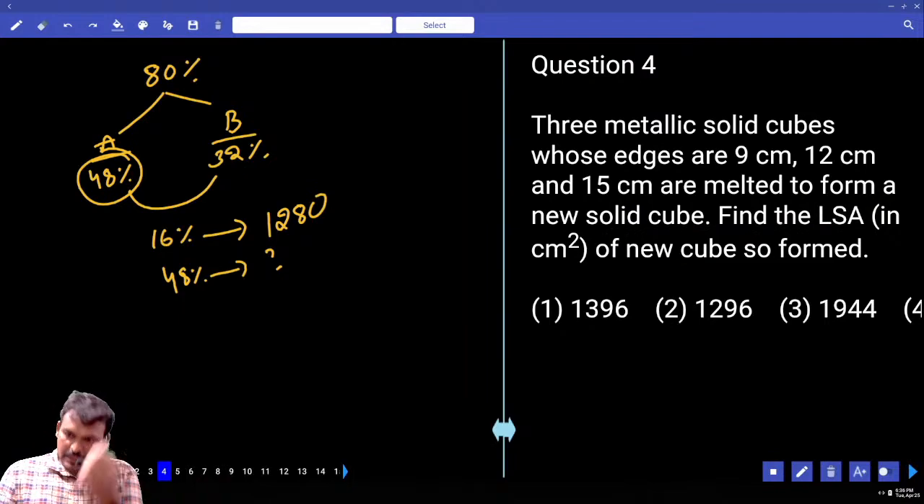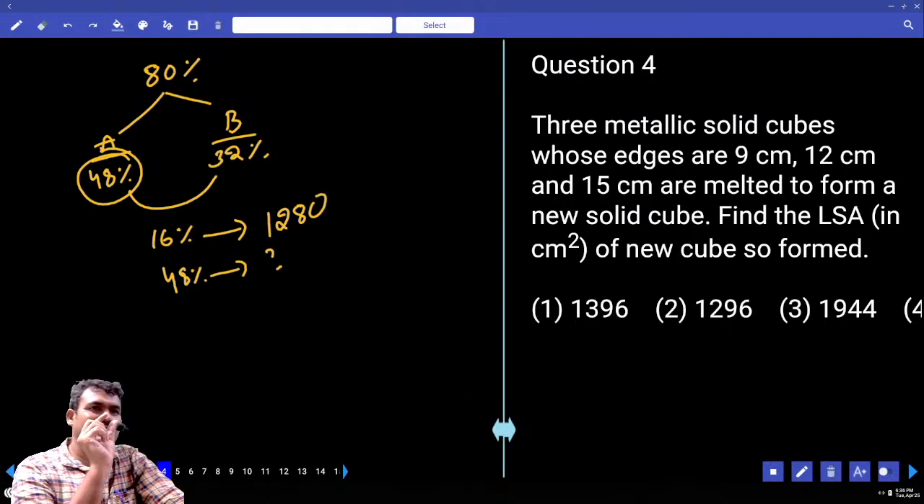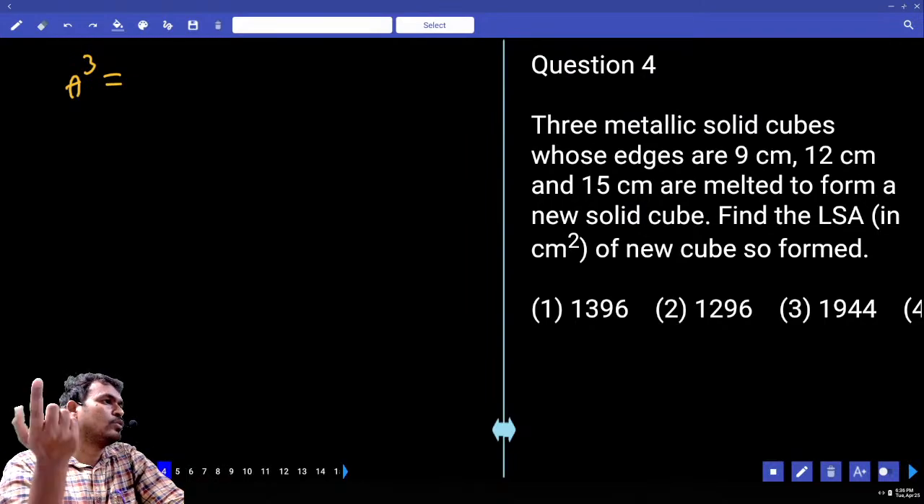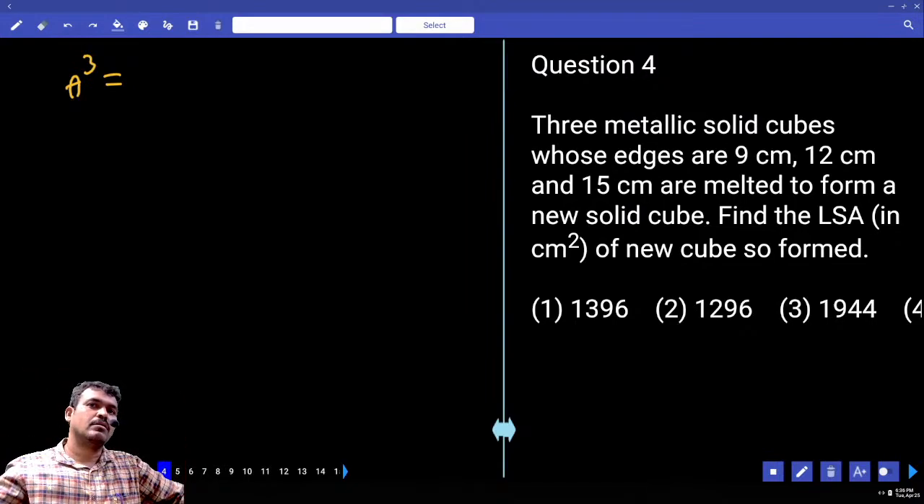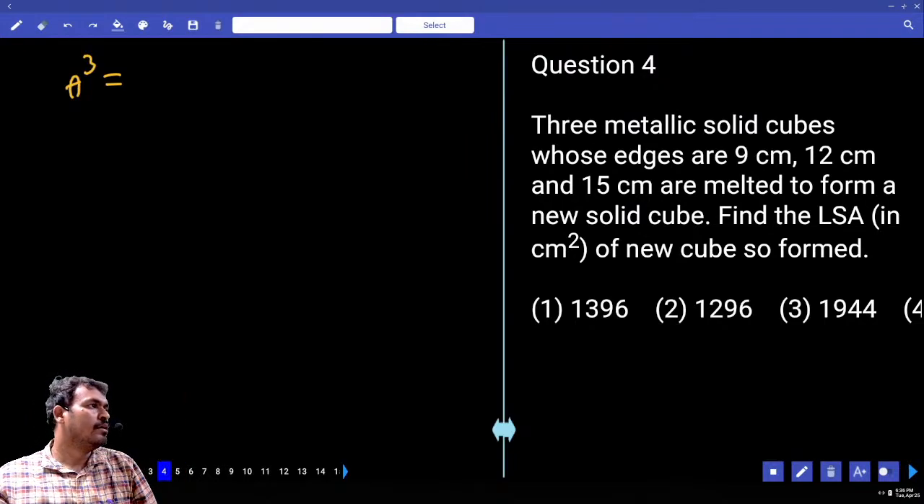Fourth question. 3 metallic solid cubes whose edges are 9 centimeters, 12 centimeters and 15 centimeters are melted to form a new solid cube. Find the lateral surface area of the new cube so formed. Means 3 smaller cubes converted to which one? One larger cube. Then the larger cube volume a cube is equal to the volume of 3 smaller cubes.